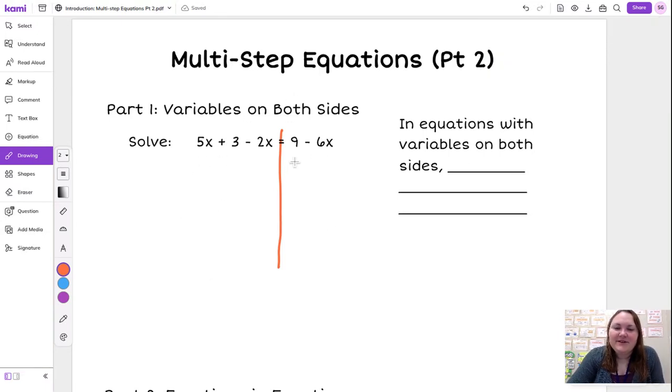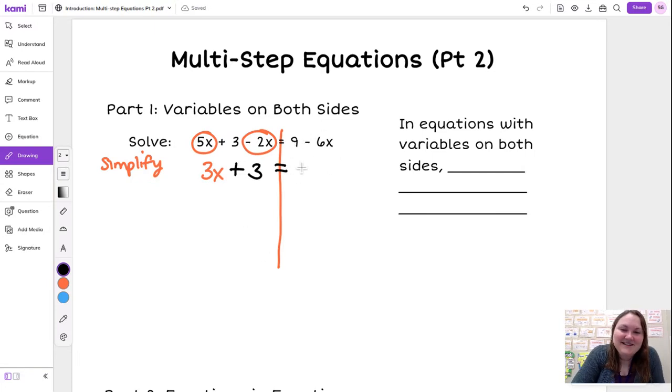When I go to solve this equation, I still want to start the same way we did in our last lesson. I want to start by seeing, can I simplify anything? Looking at the left side, 5x plus 3 minus 2x, I notice I can simplify by combining like terms. 5x minus 2x is 3x. I then want to copy down my 3, my equal sign. On the right side, there's nothing I can simplify because I cannot subtract a number and an x, so I copy both down. This is where the new step is going to happen.